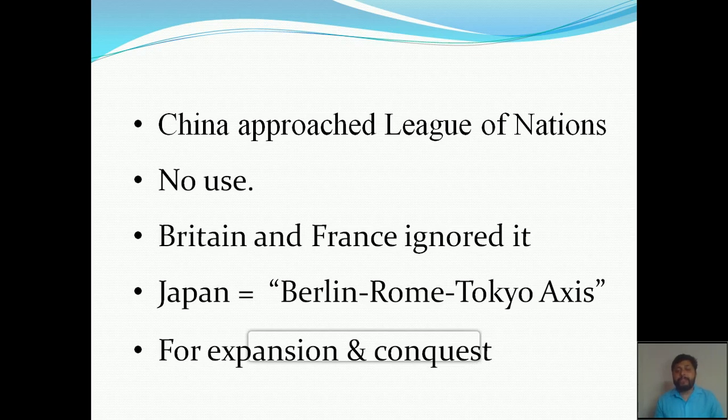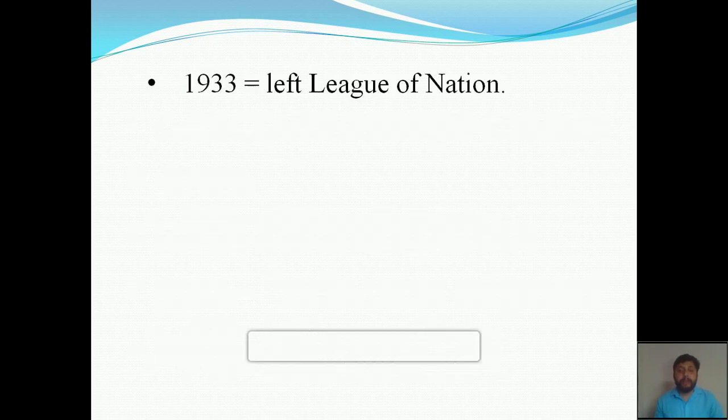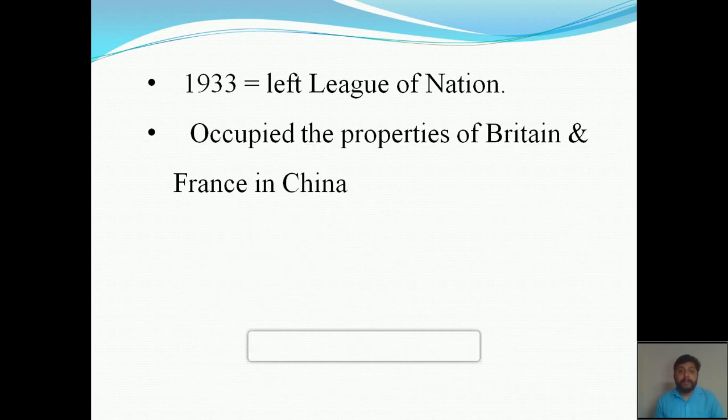When Japan joined with Italy and Germany, she left the League of Nations by 1933. Once they left the League of Nations, Japan started to occupy the properties of Britain and France in China. So now the condition was becoming more critical, or worse, because Japan started to focus on the properties of Britain and France in China.